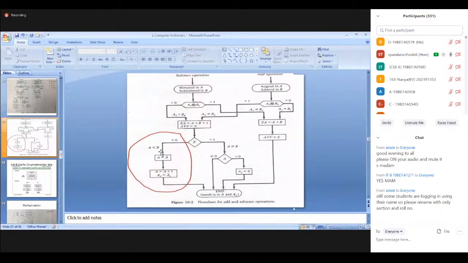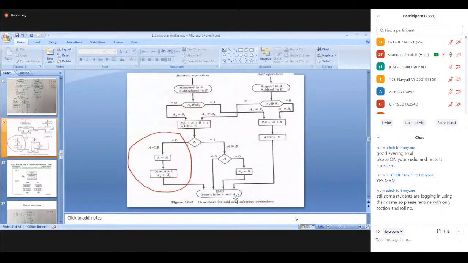A is to be subtracted. Whichever number is to be subtracted, you need to find the 2's complement of that number, because you are doing subtraction using 2's complement. What is the 2's complement of A? A complement plus 1. Clear? And we are storing the result at the end in A and AS.